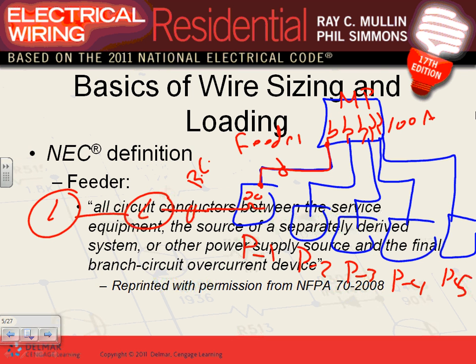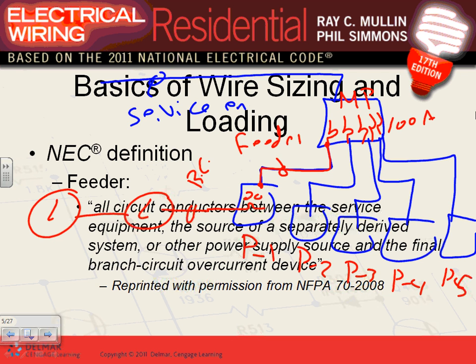So, the supply source and the final branch circuit overcurrent devices. The conductors between the service and the final overcurrent protection devices, which is the panel where the panels are located, are feeders. Questions about feeders? There are 3 types of circuits defined in the NEC code book. If you don't understand them, guys, you are in trouble. The first one is the feeder, the second one is the branch circuit, and the third one, my friend, is what do you guys think this conductor would be?